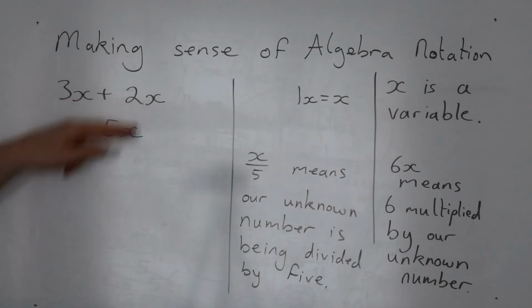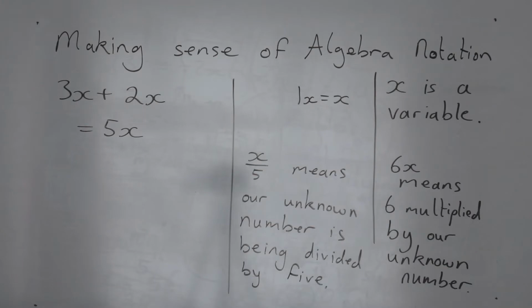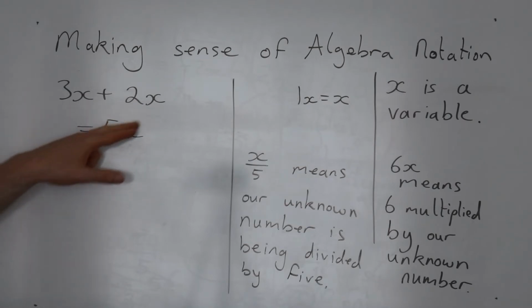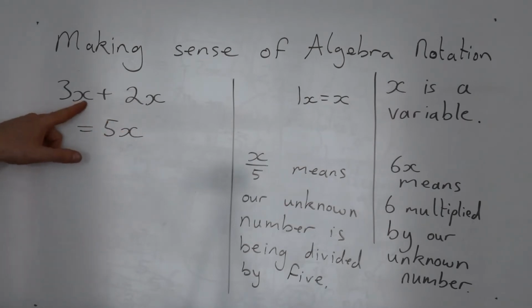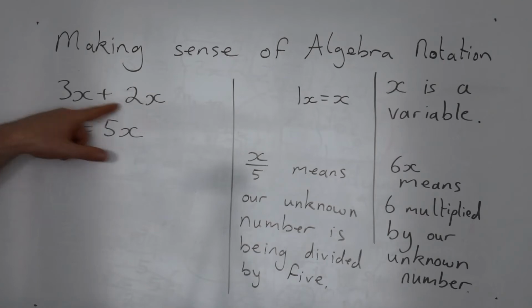3x plus 2x is equal to 5x. The plus is telling us add. It's quite easy. We've got 3 times an unknown plus 2 times an unknown. That's the same as having 5 of the same unknown. So these unknowns are the same. If I wanted to say that this unknown was different to this unknown, I would need to use a different symbol.